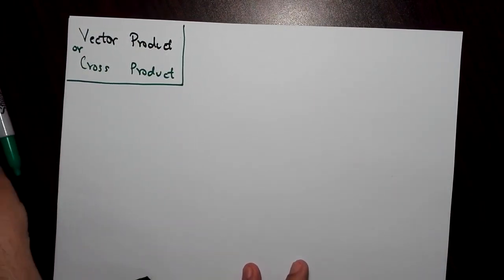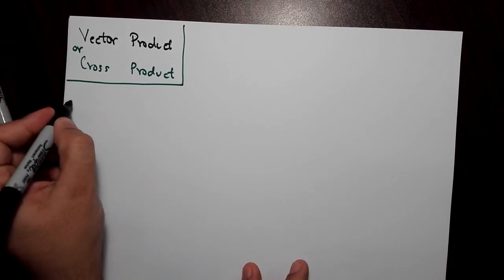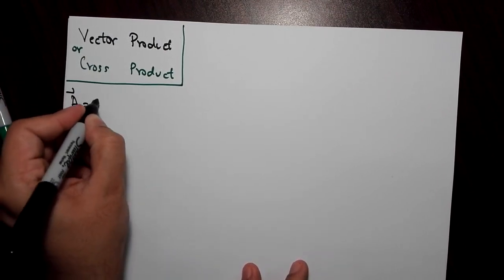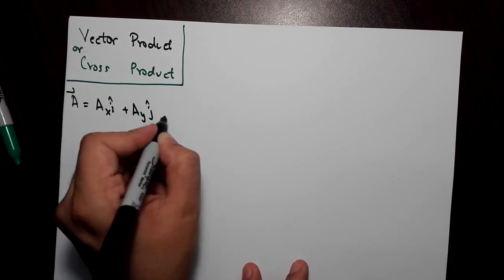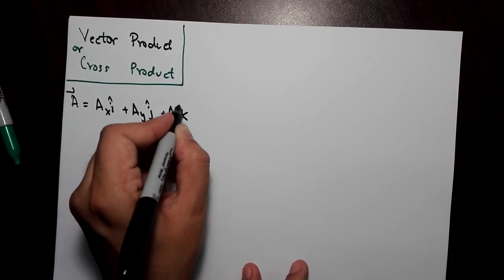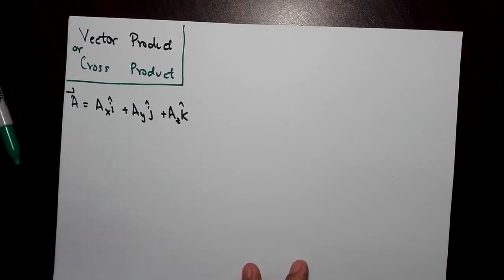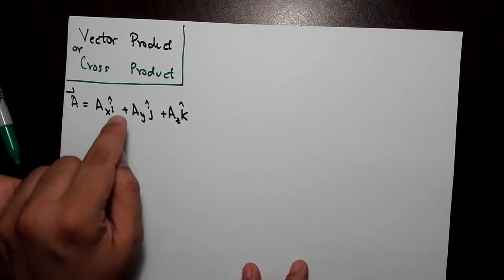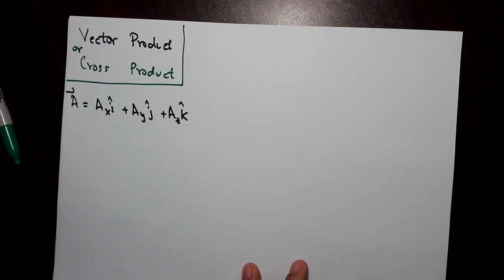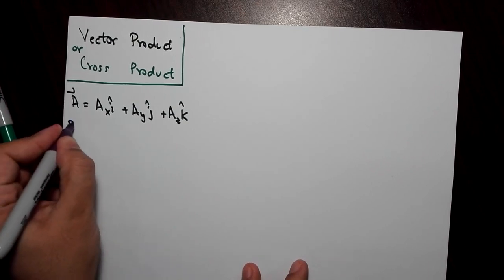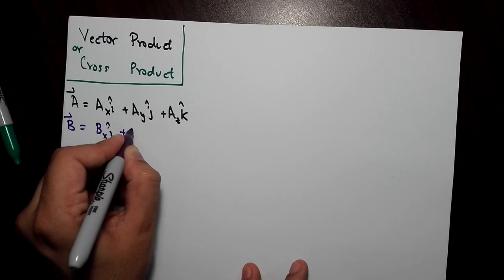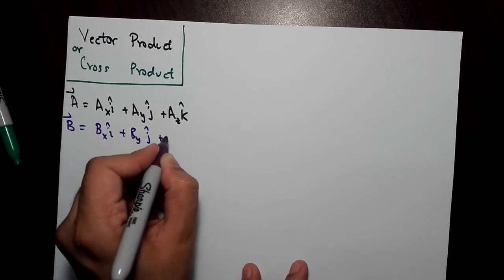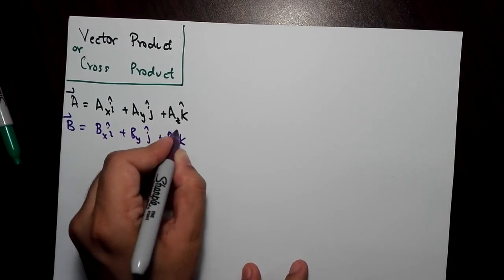Now let's again take two vectors. One vector A is a_x i hat plus a_y j hat plus a_z k hat. These are again the components of the vector, and i hat, j hat, k hat are unit vectors. And let's take B as b_x i hat plus b_y j hat plus b_z k hat.